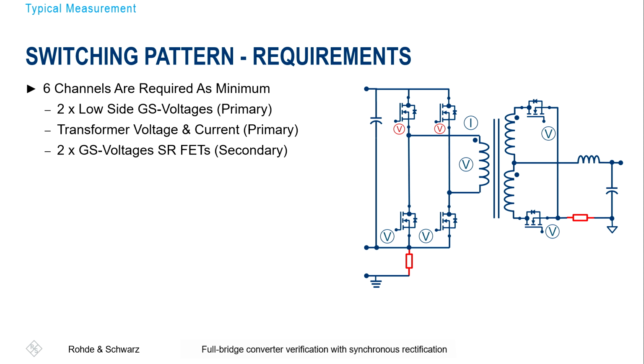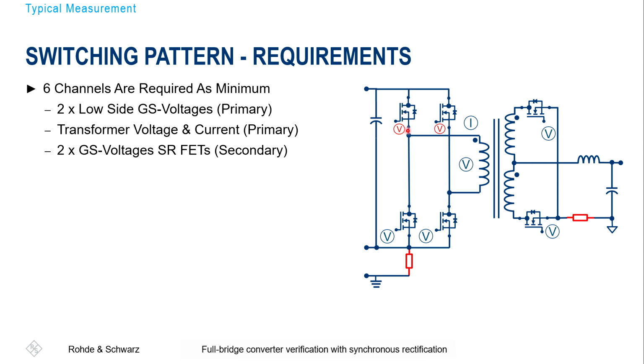And the question is, what is the requirement here? Well, we need, of course, for this full bridge converter, at least 6 channels where we need to probe. Two of them are the gate source voltage at the low side switches. Then we also need, of course, the synchronous rectifier, 2 times the gate source voltage, but also the voltage and current across the primary give us some information which is interesting. So the minimum we really need to get a proper switching pattern verification is 6 channels.